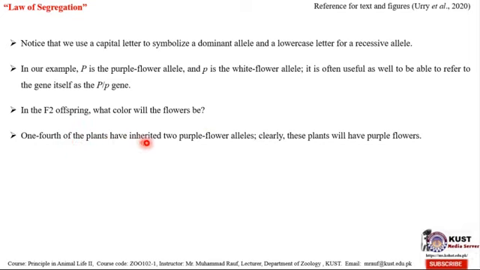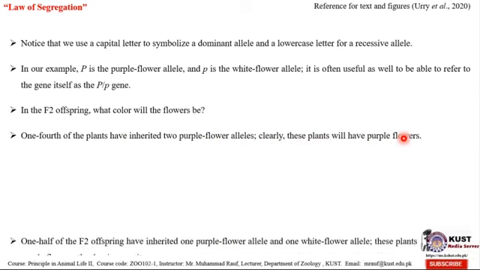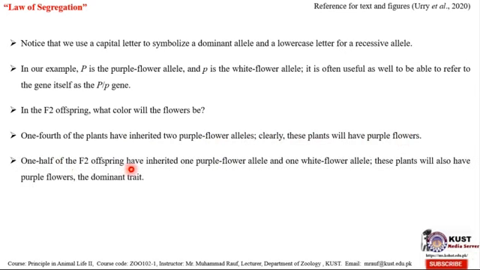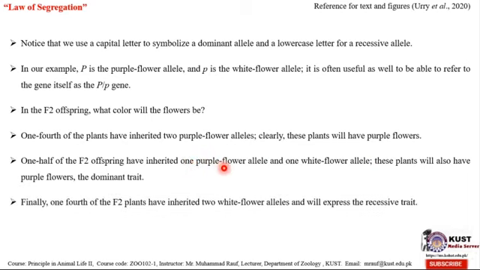One-fourth of the plants have inherited two purple flower alleles. Clearly, these plants will have purple flowers. One half of the F2 offspring have inherited one purple flower allele and one white flower allele. So these plants will also have purple flower color, because the allele for purple color is dominant. And finally, 1/4 of the F2 plants have inherited two white flower alleles. So they have the opportunity to come up in homozygous form, and they will be expressed.